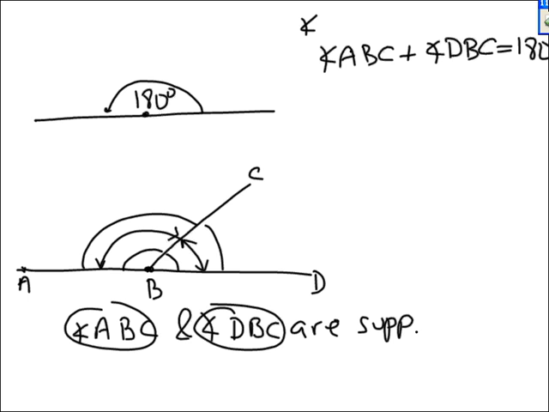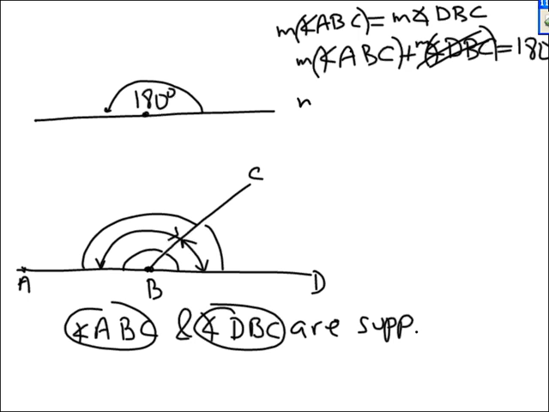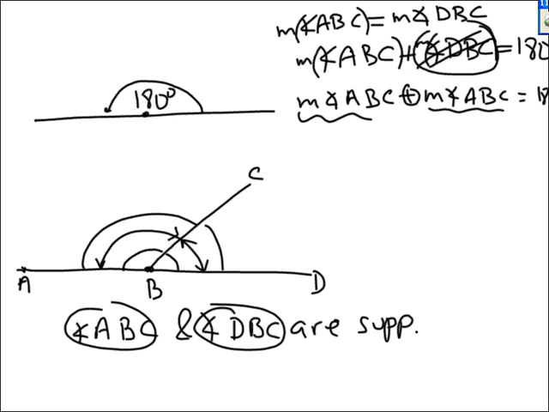And suppose you come to know that the measure of angle ABC is equal to the measure of angle DBC. Well, that means wherever you see the measure of angle DBC, you can put the measure of angle ABC, because they're equal. And this is 180. We're adding two things that are exactly the same. So you get 2 times the measure of angle ABC is 180.